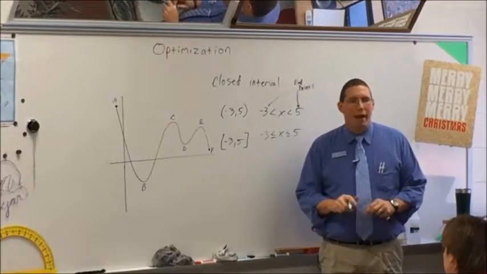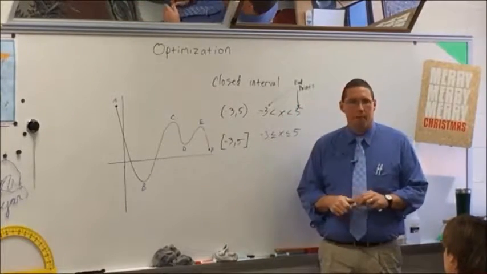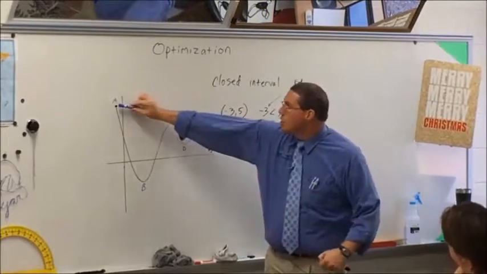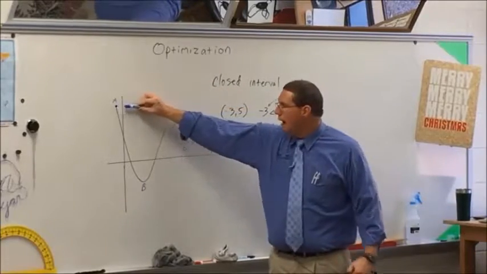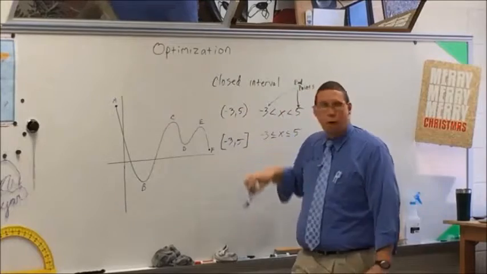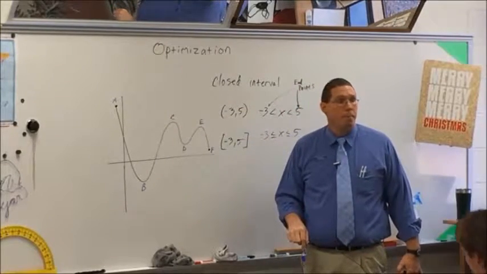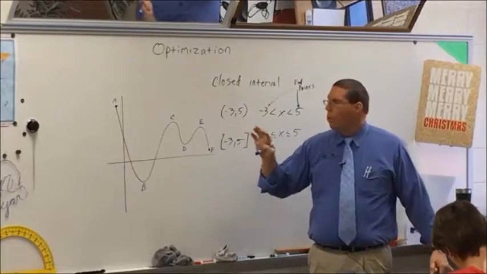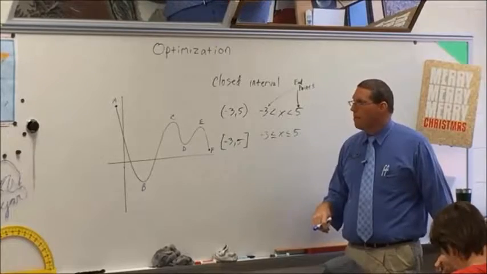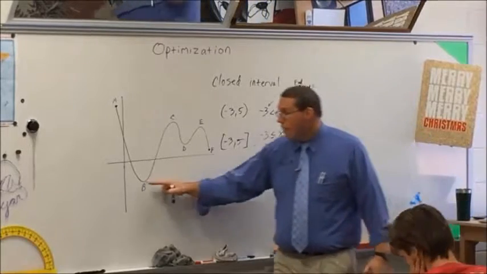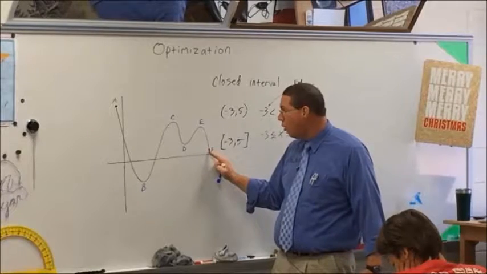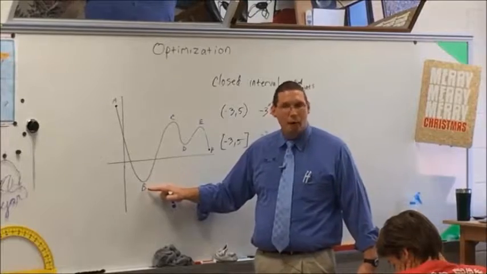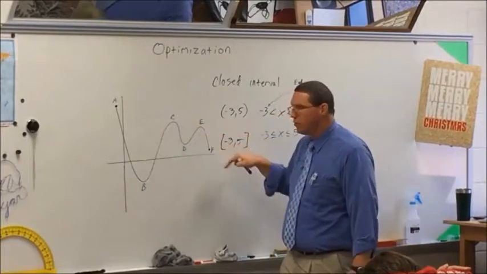Now, where do you think the absolute maximum is? It is at point A. It is the highest point, highest output value of the whole graph on the closed interval, right? Any questions about that? A is the absolute maximum. Where is the absolute minimum? It's at B. This is the absolute lowest point. This endpoint over here is low, but it's not that low. This point right here has the lowest output value on this closed interval.